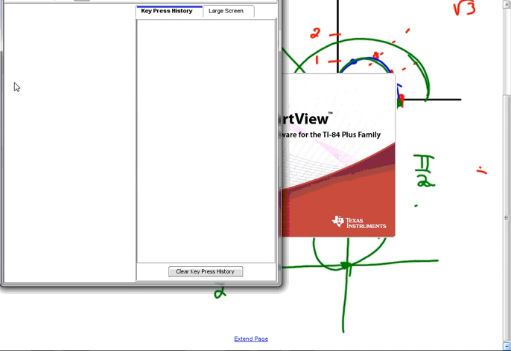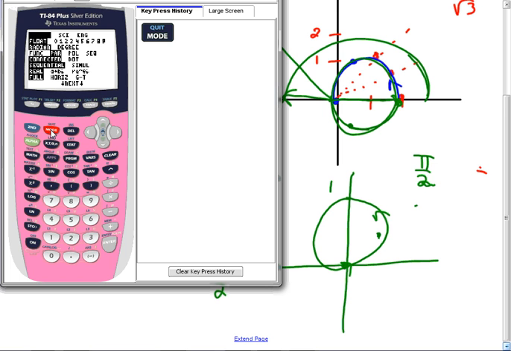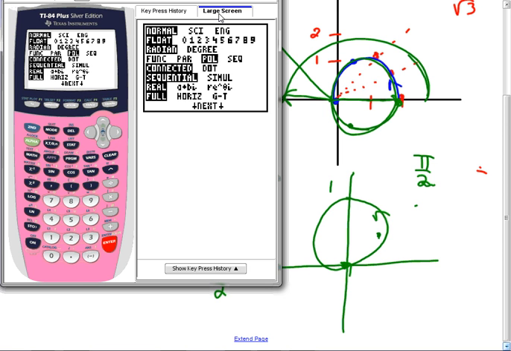So for r equals 2 sine of angle, it's just a circle that's on the x-axis. Let's do this one, but I've got to change the mode, and I want to go to polar. Well, you can play with it. Press enter. And now make sure your mode is in radian mode.